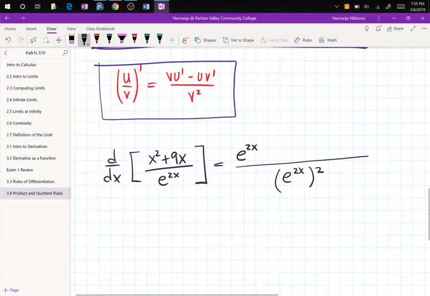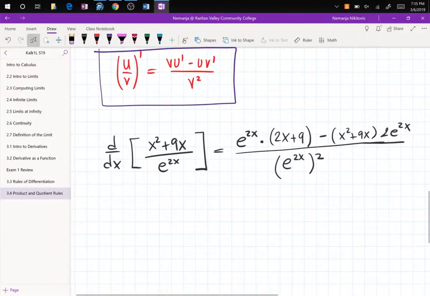Copy the denominator and then multiply it by the derivative of the numerator, which in our case is 2x plus 9. And then minus, copy the numerator, which is x squared plus 9x, times the derivative of the e, which is 2e to the 2x. So now we make this better by factoring and canceling and doing what we can.